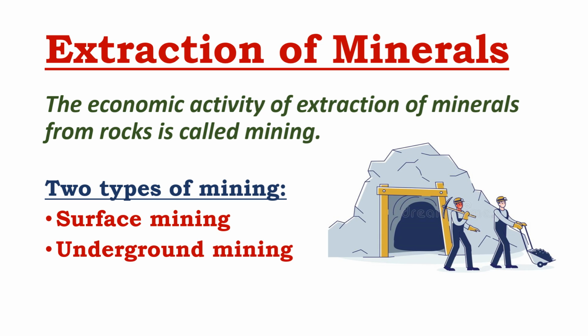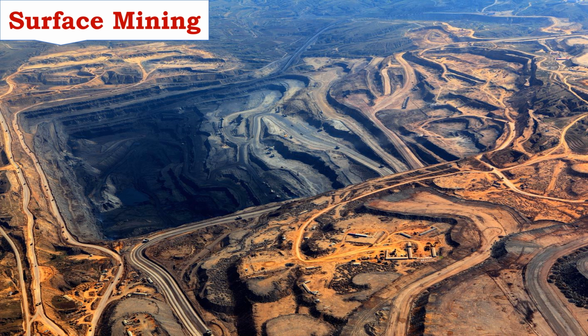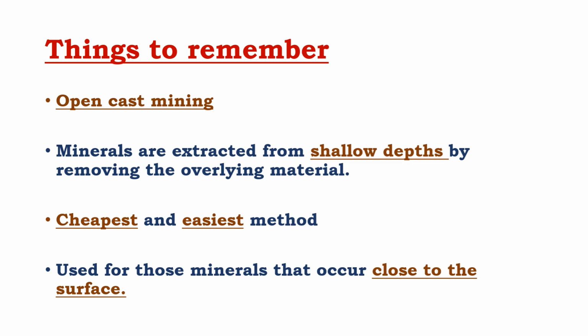Now, extraction of minerals was the second thing which I discussed in the previous video. The economic activity of extraction of minerals from rocks is called mining. Basically, there are two types of mining which we discussed: surface mining and underground mining. As you can look at this picture, this is related to surface mining. It is also known as open cast mining. In this method, minerals are extracted from shallow depths by removing the overlying material. It is the cheapest and easiest method of mining.